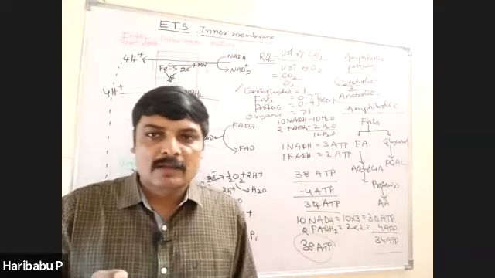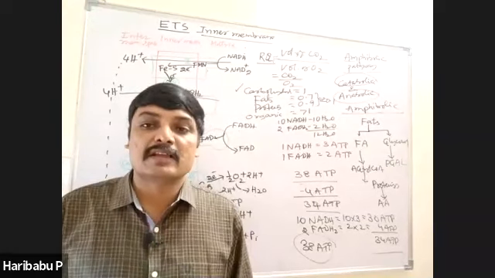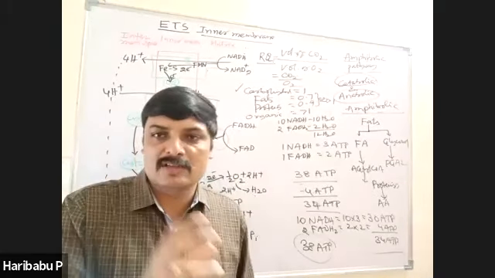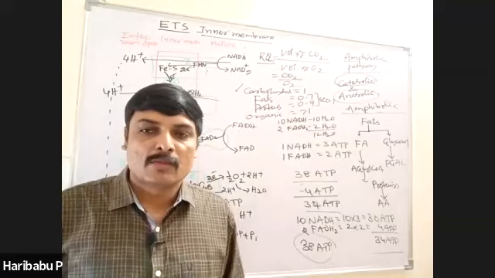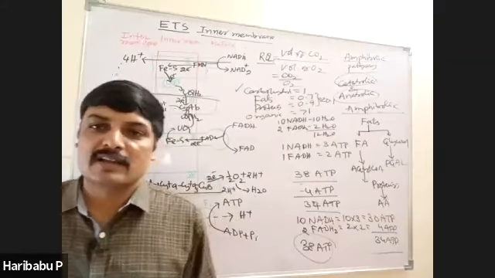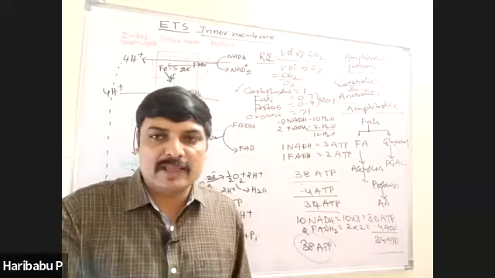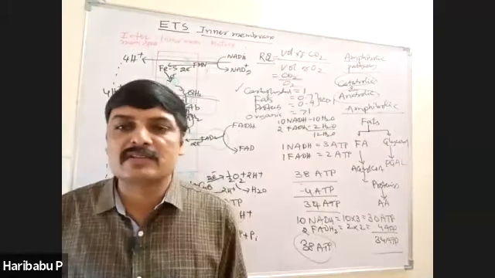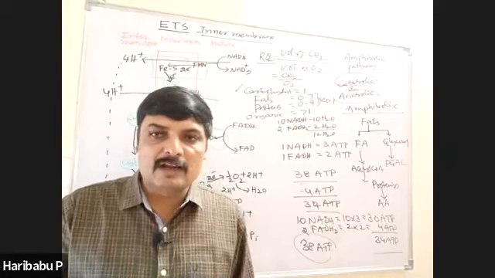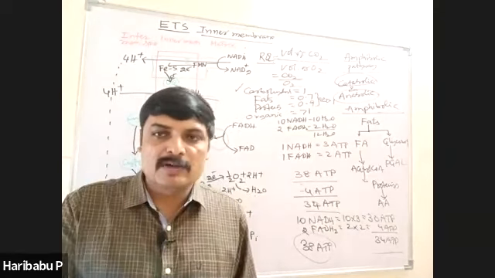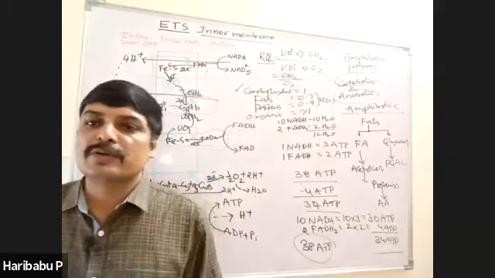And then biogeochemical cycles. What is a biogeochemical cycle? How many types of cycles are there? Gaseous cycle and sedimentary cycle. Examples for gaseous cycles, examples for sedimentary cycles. And a detailed account of the carbon cycle and phosphorus cycle you have to read.